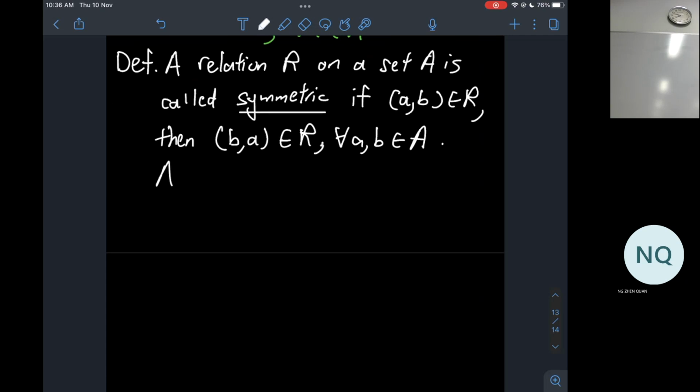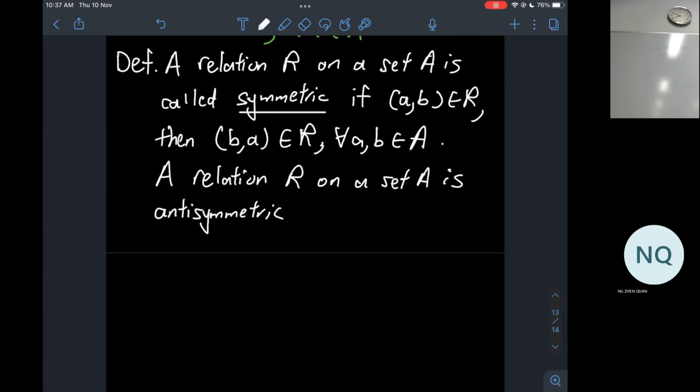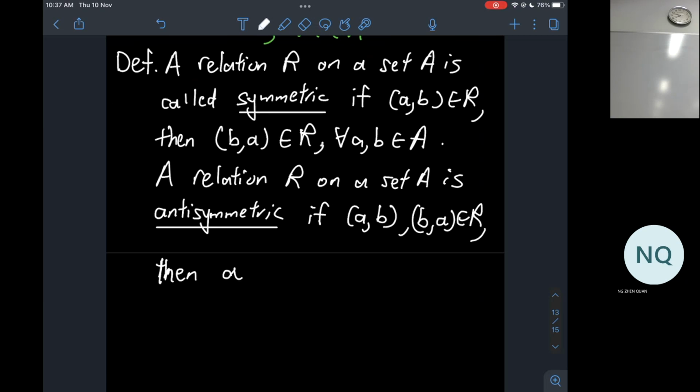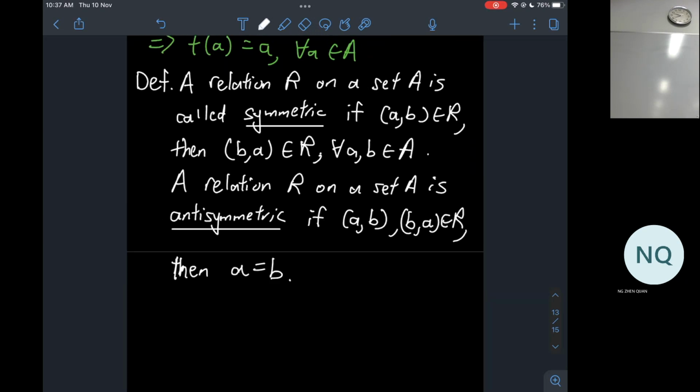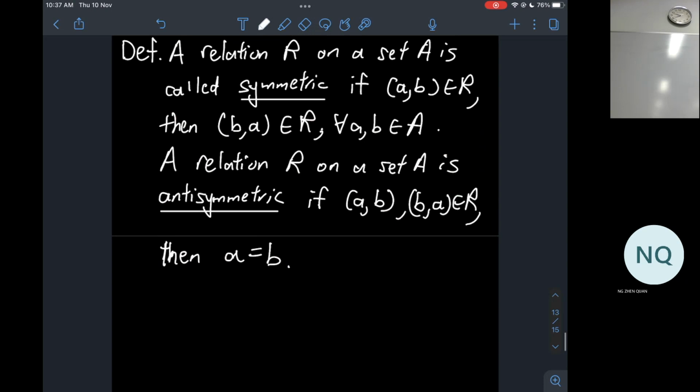There's another property called anti-symmetric. So what's anti-symmetric? It means if (a, b) and (b, a) are in R, then a must equal b. So the only time (a, b) and (b, a) are both in R is when it's just (a, a).